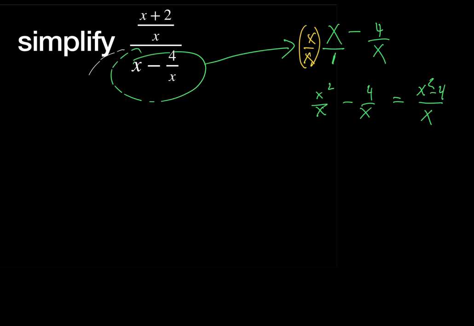Now I'm going to take this whole fraction and rewrite it. x plus 2 over x, that's the numerator. The denominator I simplified into x squared minus 4 over x.